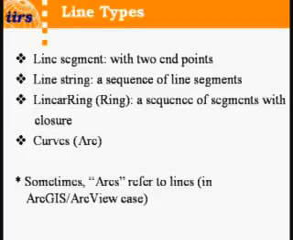While a linear ring is a sequence of segments with a closure. So you have a spline sort of curve wherein you may have n number of more vertices compared to a simple line which is not closed. So here you have more vertices under a linear ring, a sequence of segments with a closure, which means it is closed. You also have curves, like arcs, or you can say a simple segment. Sometimes arc refers to lines under ArcGIS or ArcView.